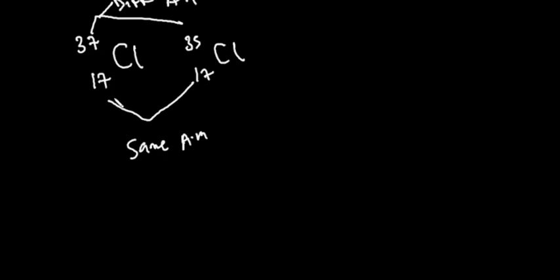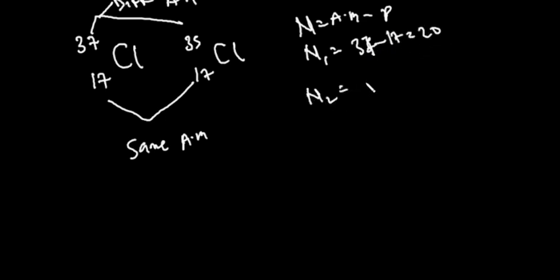Because if you look for the number of neutrons here, neutrons equals atomic mass minus proton. So the neutron in the first one is going to be 37 minus 17, and that is 20. While the neutron in the second one is going to be 35 minus 17, and that is 18. So which means that what causes isotopy is the difference in the number of neutrons.